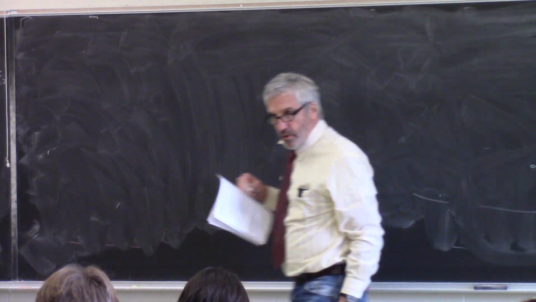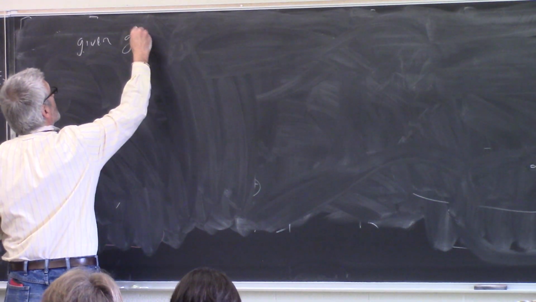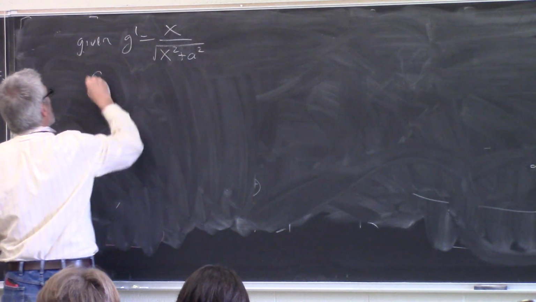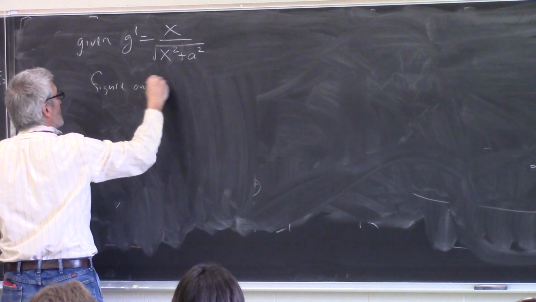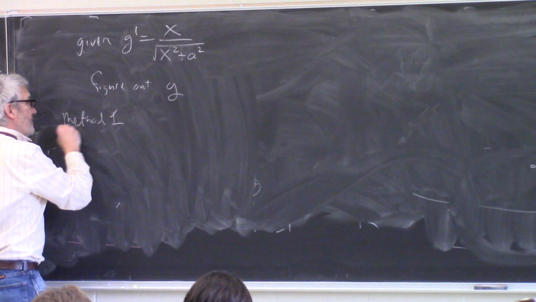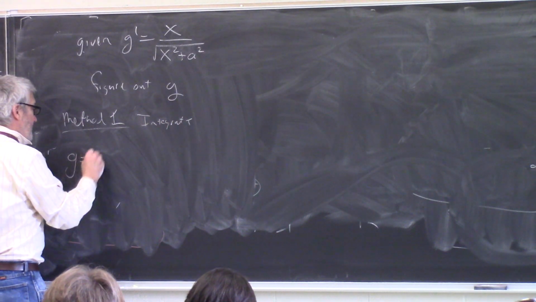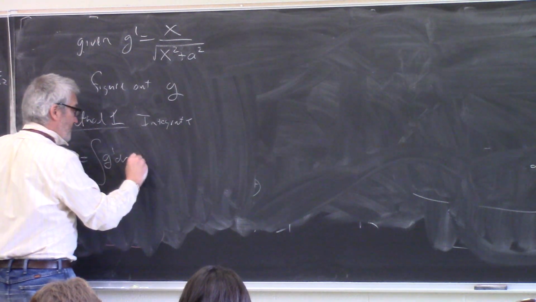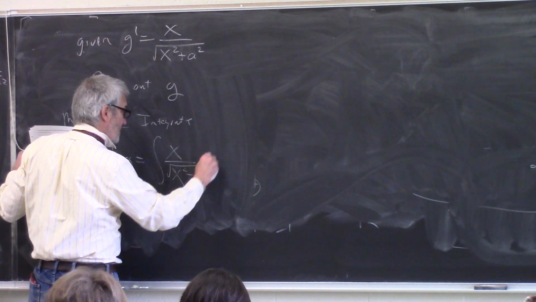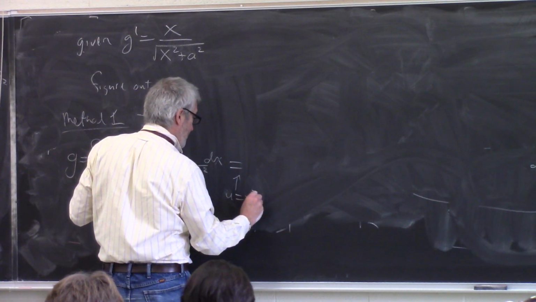So how do we figure out what g is? One method is to integrate. So g is going to be the integral of g prime, the integral of x over the square root of x squared plus a squared. And you're going to do a u substitution. You're going to let u equal x squared plus a squared.